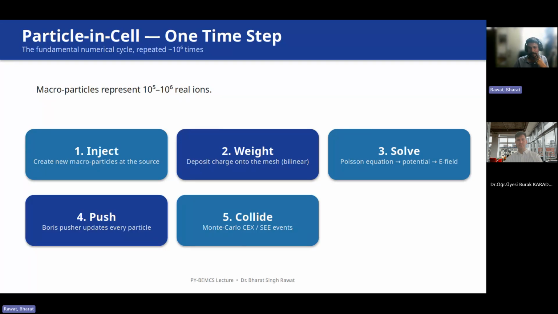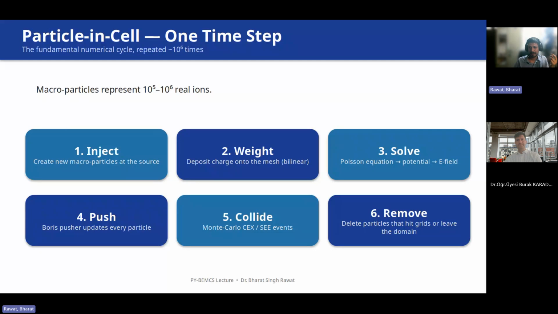Then if you have to do some collisions like Monte Carlo charge exchange or secondary electron emission events, you do that in some logic. And then you remove or delete particles. So the particles which hit the grids or the end of the domain, you just remove them from the code.